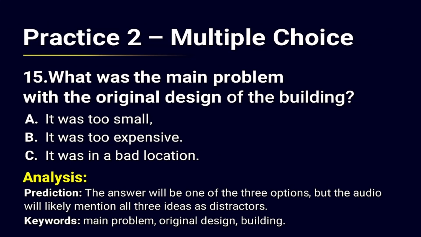What was the main problem with the original design of the building? My prediction here is that the audio will probably mention size, cost, and location to try and confuse me. I need to listen for what the main problem was. My keywords are main problem and, crucially, original design. I need to listen for when they talk about the first version of the plans, not the final one. When I hear original design, that's my trigger.